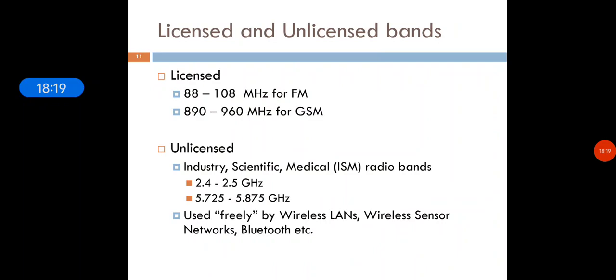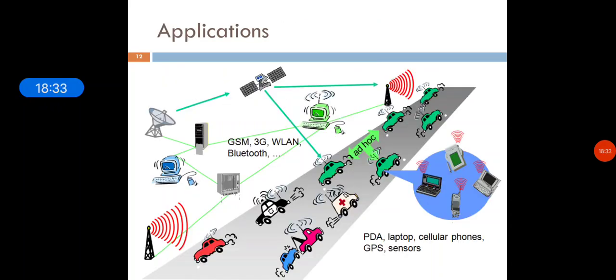So I hope now you have the idea about the licensed and unlicensed frequency spectrum, and that unlicensed bands are reserved for industrial, scientific and medical applications. And these are the applications of wireless networks: GSM, 3G, WLAN, Bluetooth. We will study all these in detail. Ad hoc networks we will study in our next lecture. PDAs, laptops, cellular phones and sensors are the devices that are transmitting and sharing the data.